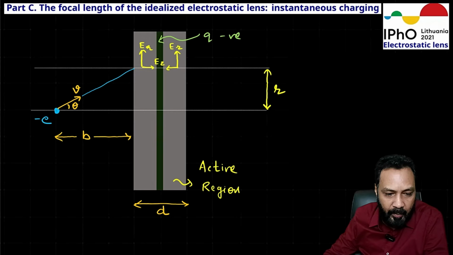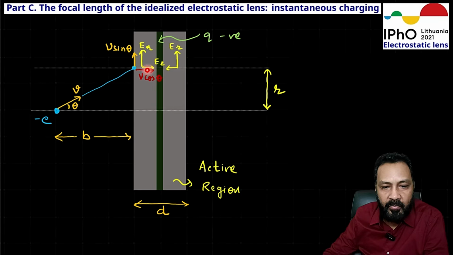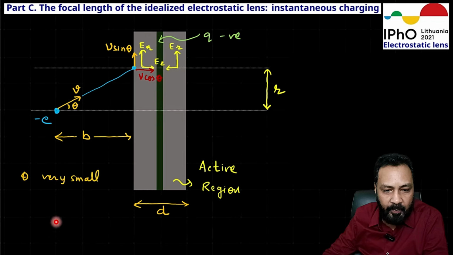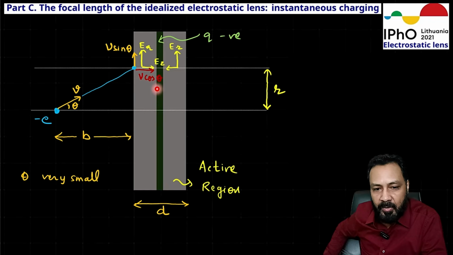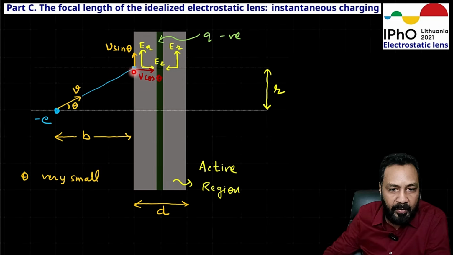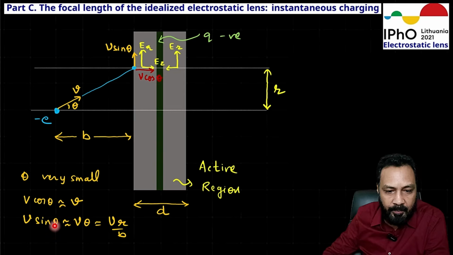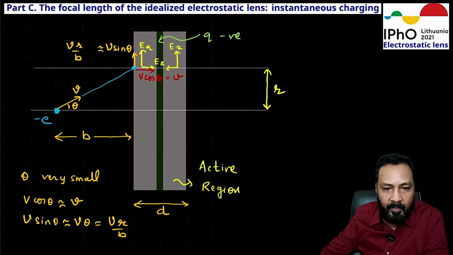So here let me make the components of the velocity. The component along the axis would be V cos theta, perpendicular to axis V sin theta. Theta is very small and measured in radians. So cos theta will be approximately 1 and sin theta would be approximately theta. And this theta, and this is r, so theta would be approximately also tan theta. So theta would be small r by b. So V theta means Vr by b. So that is this component like this.